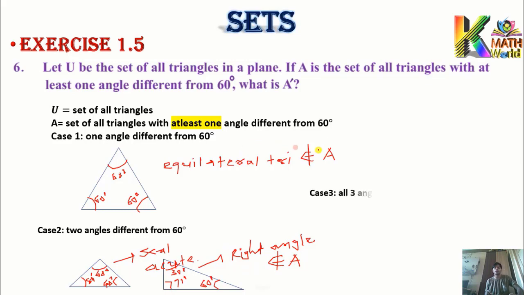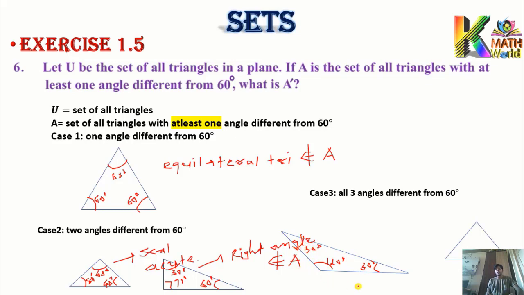See the third possibility: all three angles different from 60. You can choose like this. Suppose this angle is 120 degrees, then this angle may be 30 degrees and this angle 30 degrees. Then two angles are equal, so this is an isosceles triangle, and as one angle is more than 90, this is also an obtuse angle triangle.